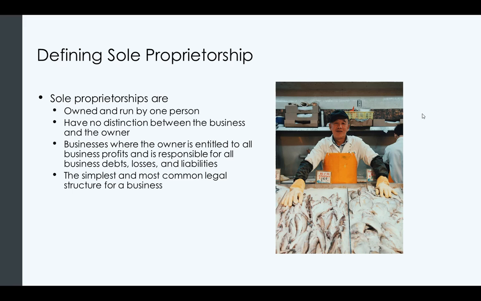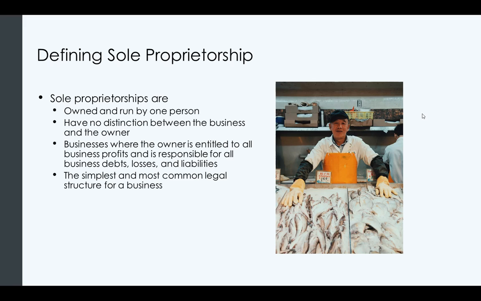But that means he is also responsible for all debt. So if the company owes money, if it has bills outstanding, then he is responsible for all of that, including the losses that go along with that. So if the company goes under and there's some outstanding bills, he has to pay them. And so in other words, he has all the responsibility.